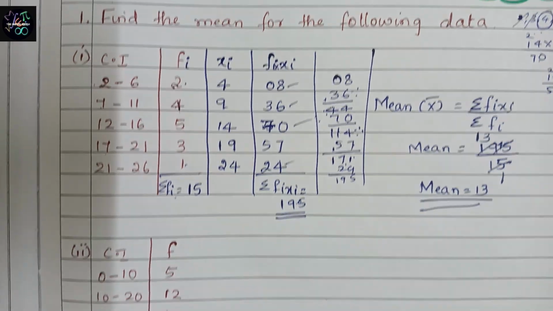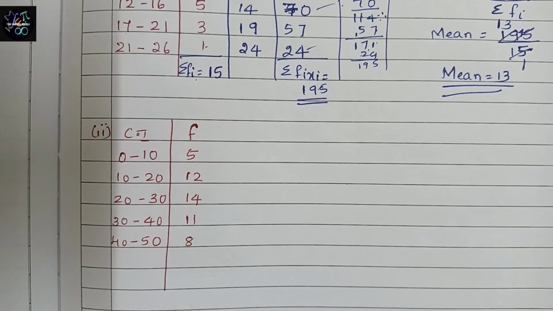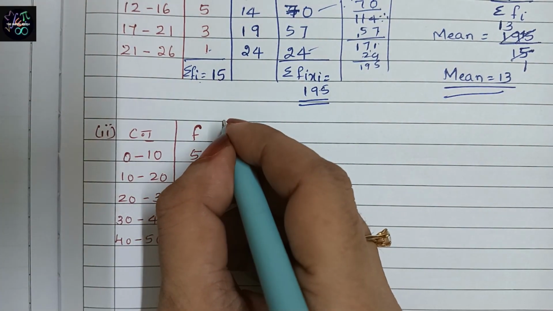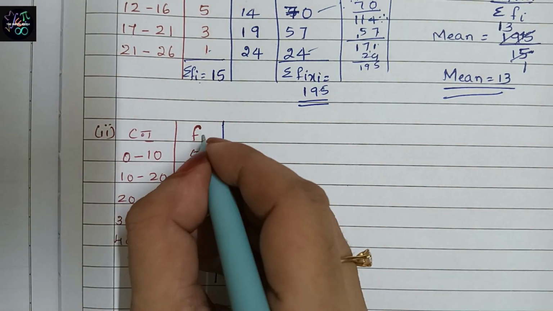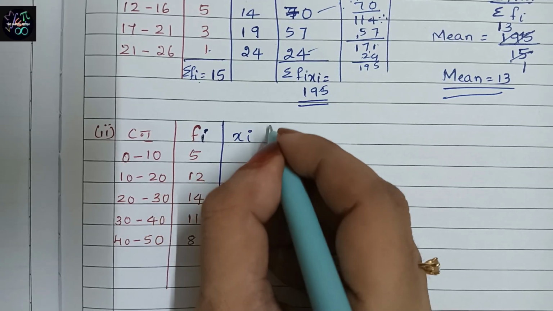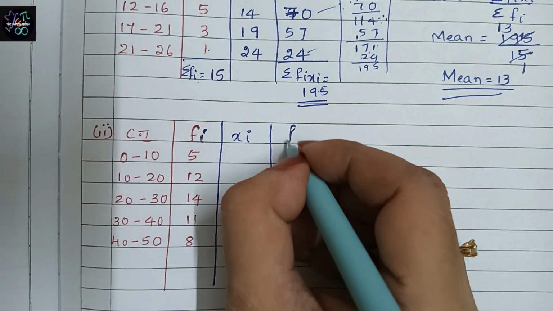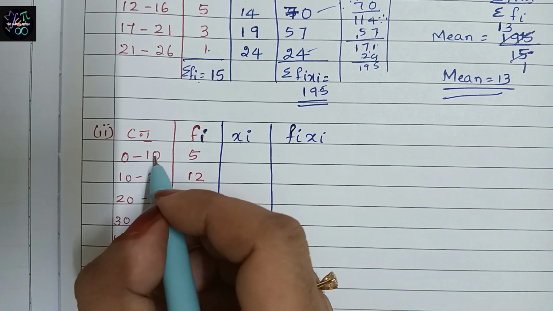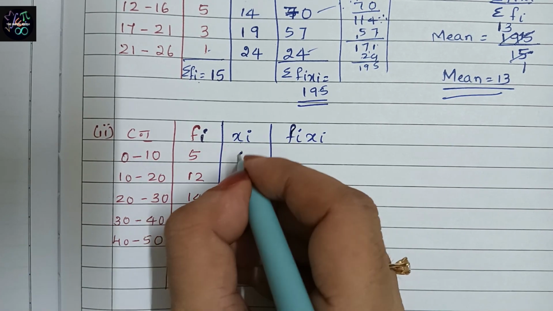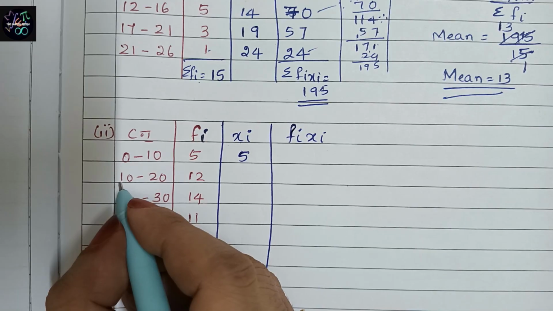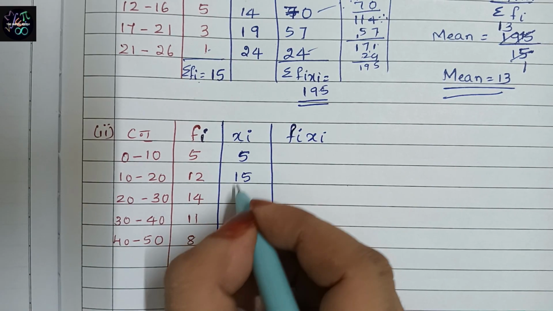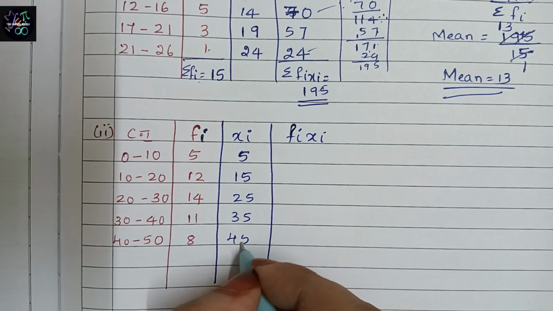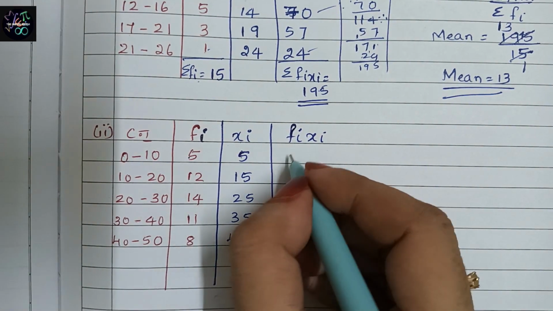Let us check the other question here. Here the class interval is given and the frequency is given. So the first step is we should write this as fi, next is xi, and the next step is fi xi. How will we get xi? The middle number of this. So 10 plus 0, 10, half of 10 is 5. 20 plus 10 is 30, half of 30 is 15. Then directly we can understand here 25, 35, 45.